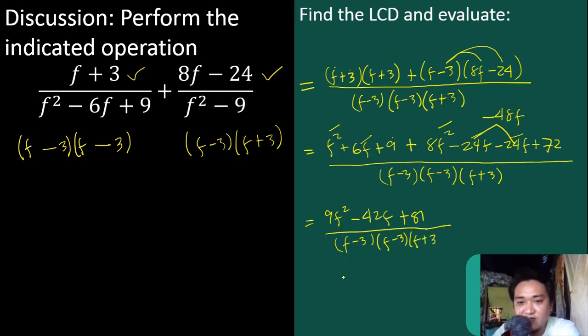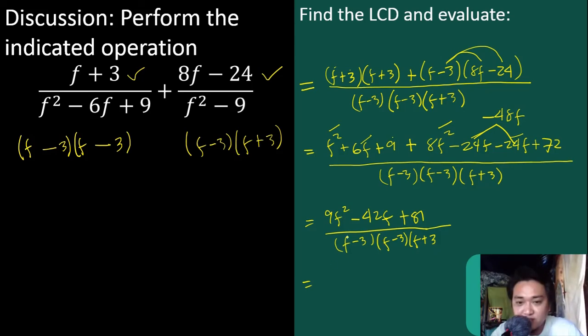Okay. Now, let us try to figure out if we have a common factor between these terms, and whether there is a factor for this polynomial in the numerator, 9f squared minus 42f plus 81. Maybe there is. 9, 18, 27, 36, 45. Okay.